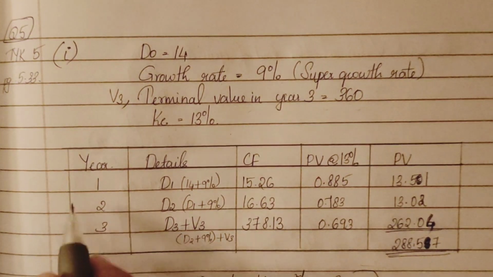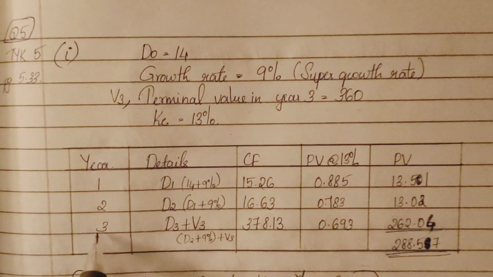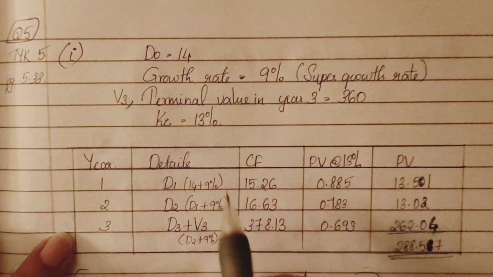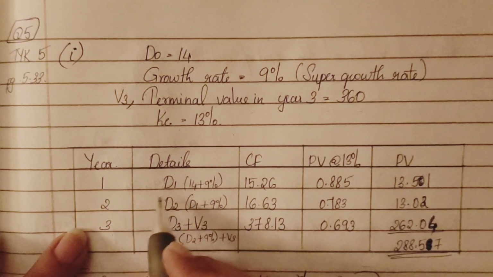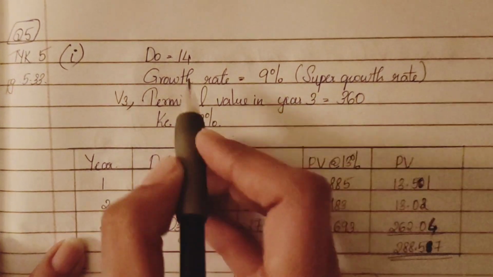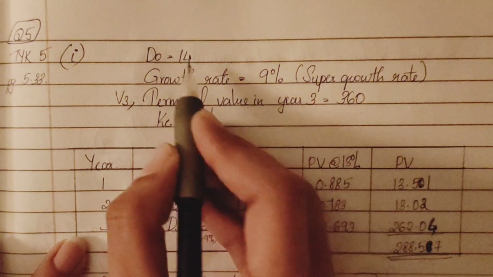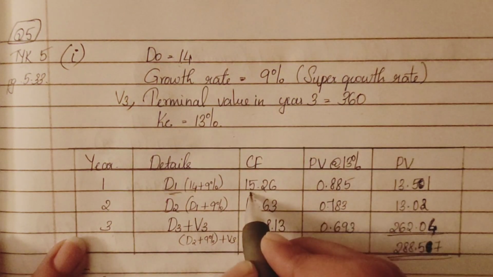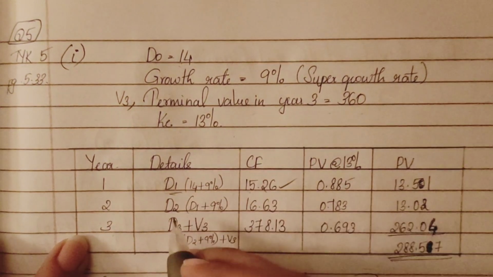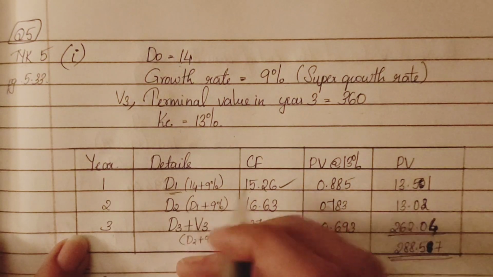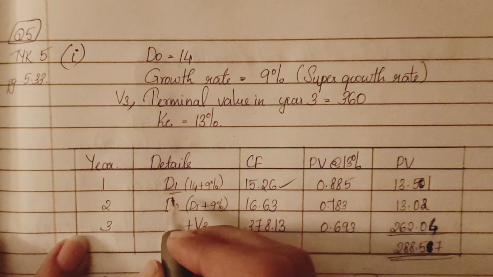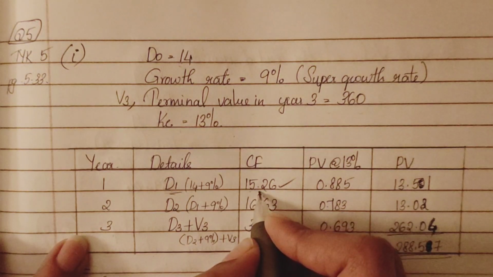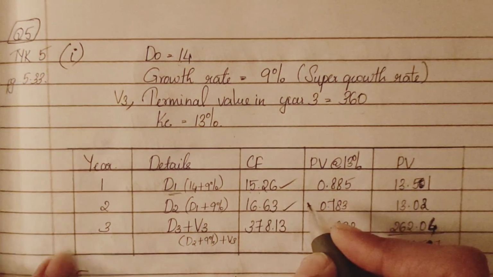So we can draw the table. Year 1, 2, 3, first year, second year and third year. Growth rate is 9%. So what do we get in the first year? D1. So D1 is D0 plus growth, 14 plus 9%, which is 15.26. And in year 2 we get the dividend of the first year plus growth rate. So D1 plus 9%: 15.26 plus 9% is 16.63.